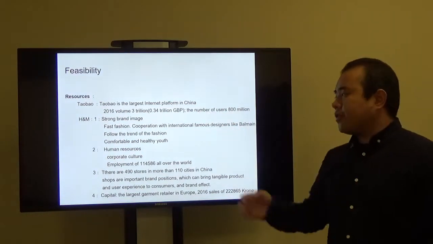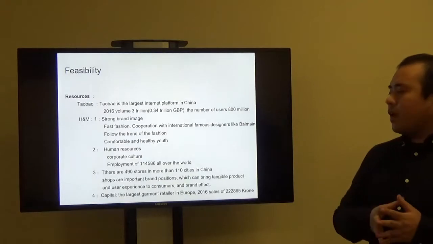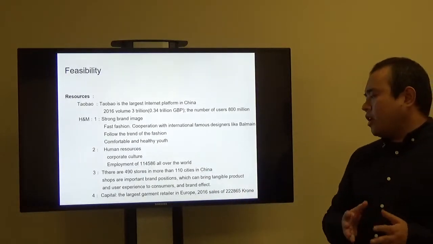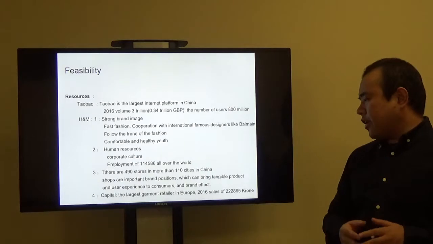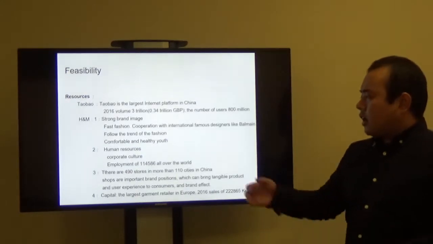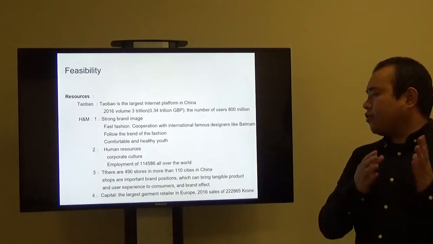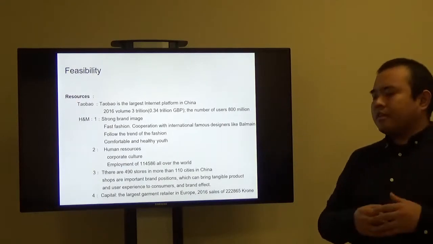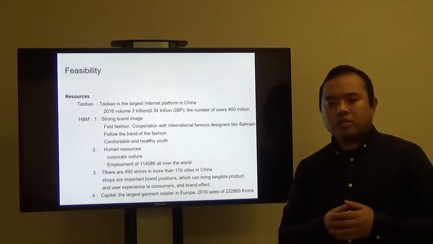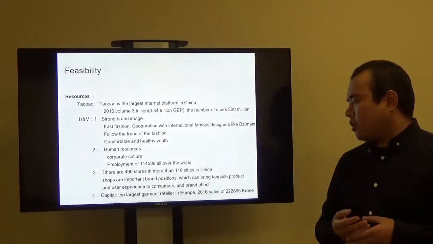The first one is resources. Taobao is the largest platform in China, and H&M has a strong brand image and human resources. There are 419 stores in more than 110 cities in China, and it has enough capital to support this structural change plan, and the strong brand image. Its fast fashion cooperates with international famous designers, and follows the trend of fashion, comfort, health, and youth, and shops are an important brand position, which can bring targeted products and user experience to customers.